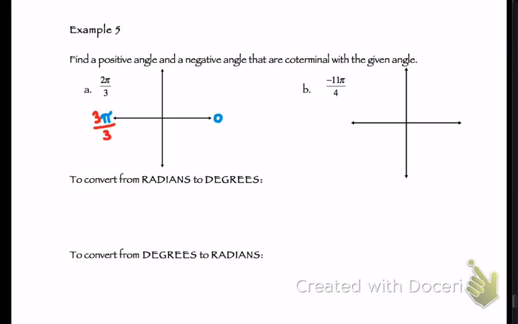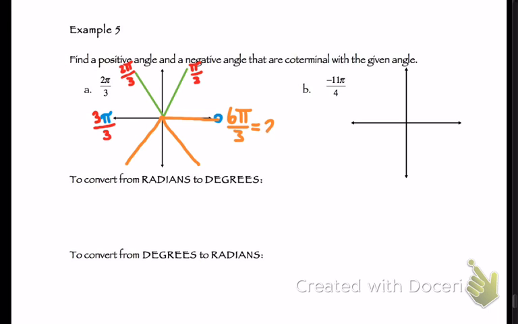So I know 3 pi over 3 is there. I know from here to here is 3 pi over 3. So I know that I'm going to split it into thirds. This would be 1 pi over 3. This would be 2 pi over 3. 3 pi over 3, and I would just count. This one here would be 4 pi over 3. This one here would be 5 pi over 3. This one right here would be 6 pi over 3.